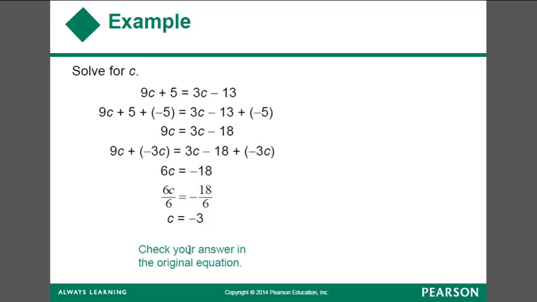Again, make sure that you check your answer in the original equation. Plug the negative 3 in for both c's. I have 9 times negative 3 plus 5 is equal to 3 times negative 3 minus 13. This gives me negative 27 plus 5, which becomes negative 22. 3 times negative 3 is negative 9 minus 13. Negative 9 minus 13 is negative 22. So those do work out.